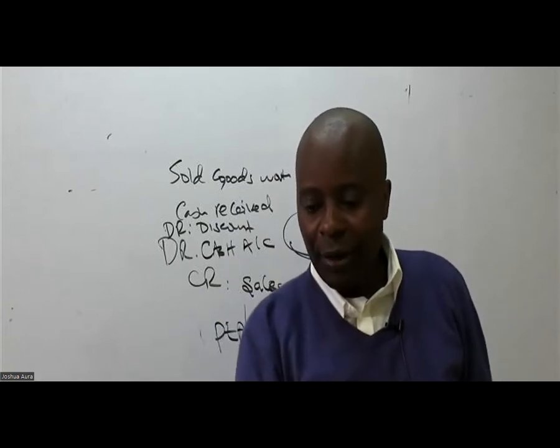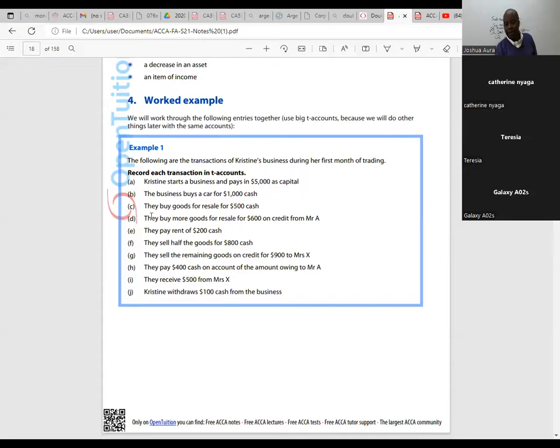Great. Now, the gentleman from there, we have this one here. C: they buy goods for resale for 500 cash. Given that they bought, I can see cash going away, so I know cash will be credited, because it's cash out. So which account am I going to debit, to have my journal complete? I know it's credit cash, but debit which account?